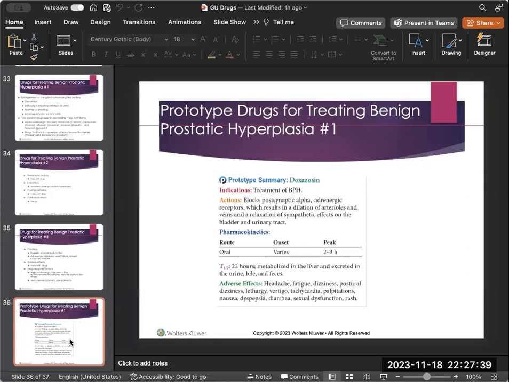It could even cause sexual dysfunction or erectile dysfunction, especially in our male patients. Because remember, benign prostatic hyperplasia is for men. Women do not have a prostatic gland, okay? And that's it.